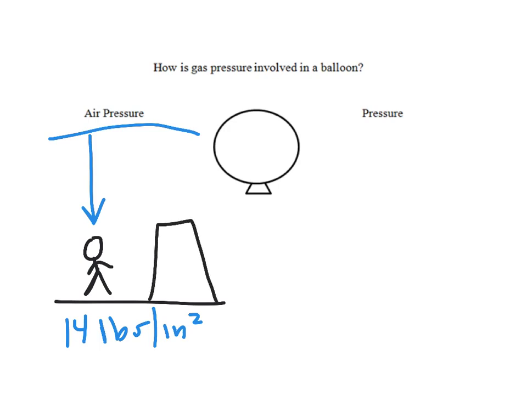But if you're at the top of a mountain range, here's this little guy, he's not going to feel as much pressure because there's less air above him. So the higher up you go, the less air pressure, the less that big column of air is.